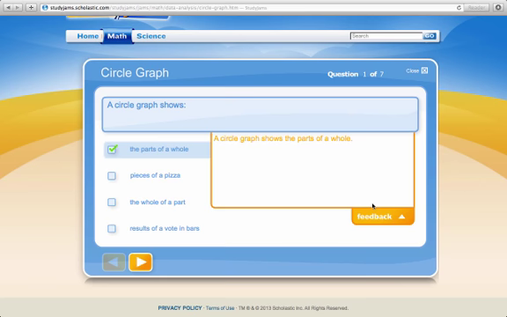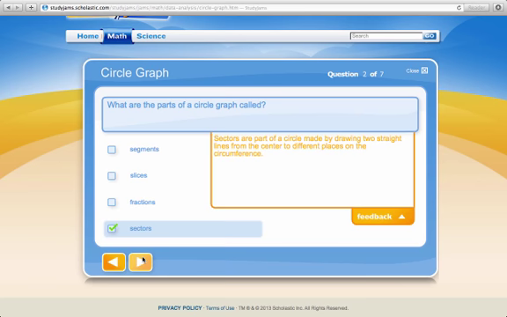A circle graph shows the parts of a whole. Sectors are the part of a circle made by drawing two straight lines from the center to different places on the circumference.